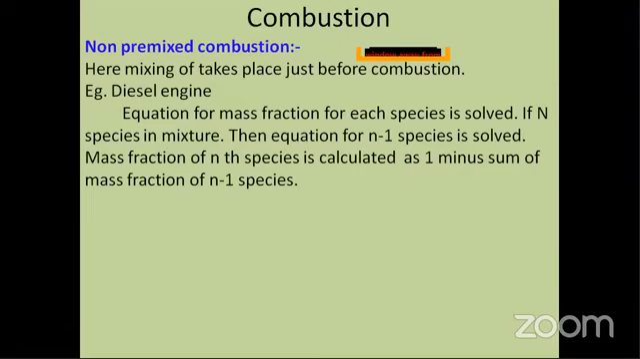Now let us move to the non-premix combustion. Here the mixing takes place just before combustion, that is the diesel engine. So the equation for mass fraction of each species is solved. If there are n species in the mixture, then the equations for n minus 1 species are solved. The mass fraction of the nth species is calculated as 1 minus the sum of the mass fractions of the n minus 1 species.